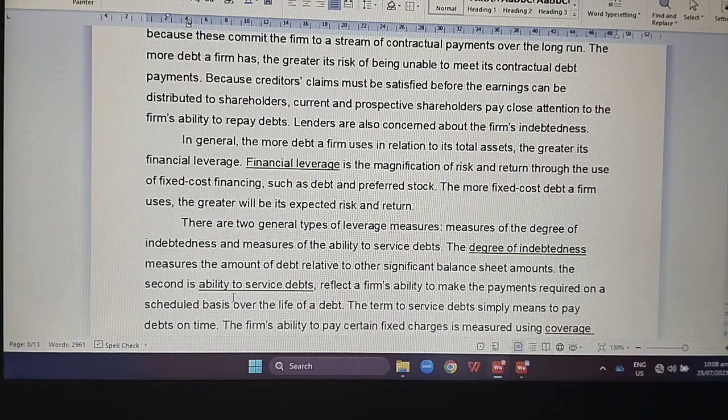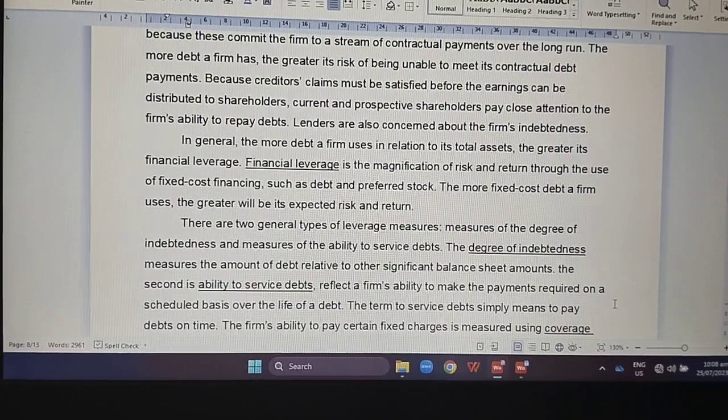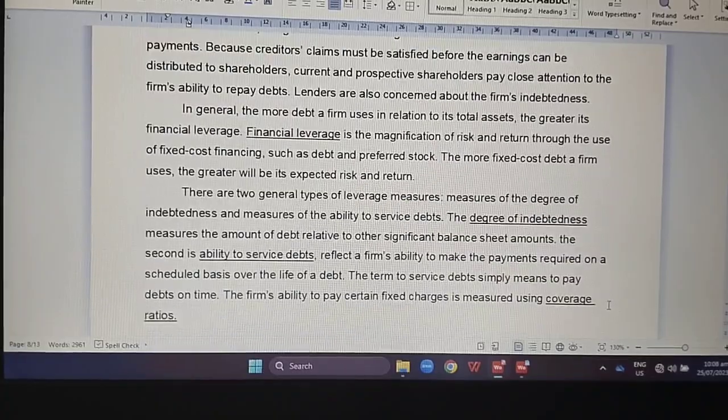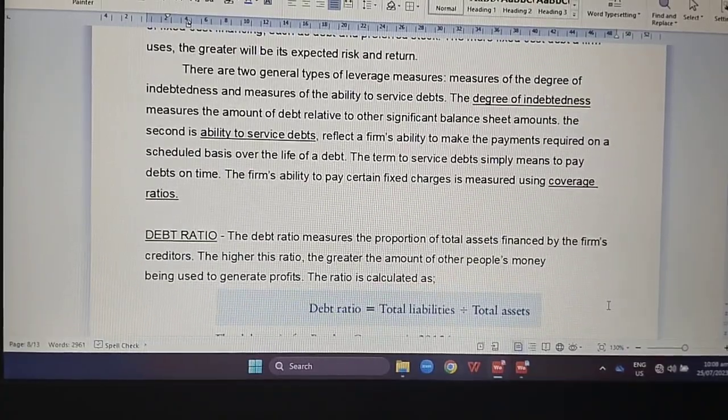The second one is the ability to service debts, which reflects a firm's ability to make the payments required on a scheduled basis over the life of a debt. So, the term to service debt simply means to pay debts on time. So, titingnan natin. Debt ratio.